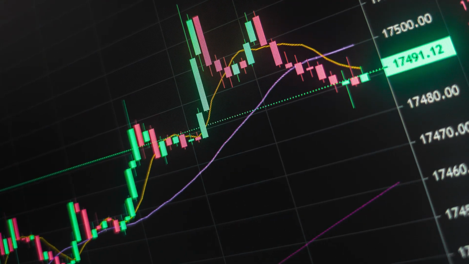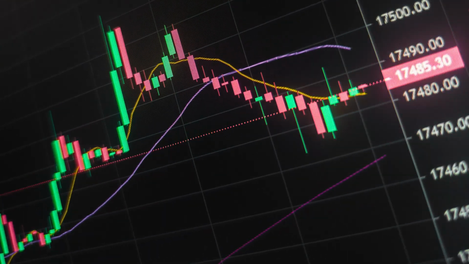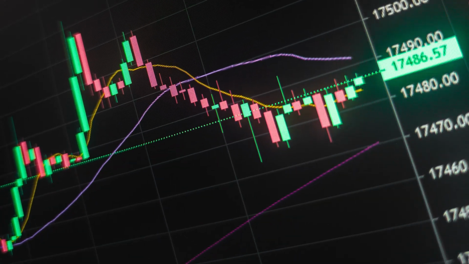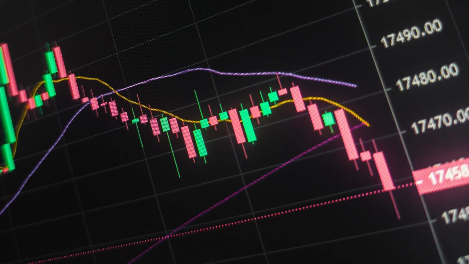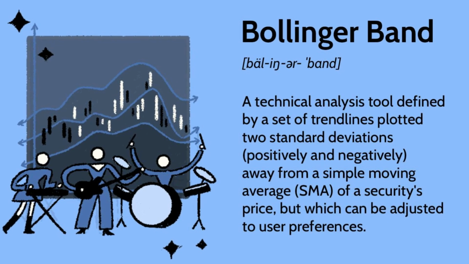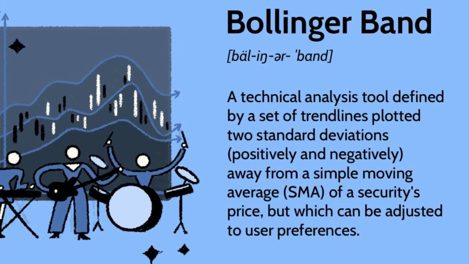Ever notice how the market goes totally quiet before a big move? It looks calm, and then suddenly price can expand with a lot of energy. That's exactly the kind of environment Bollinger Bands are built to show you. So check this out. Bollinger Bands are one of the most widely used indicators in trading, and the best part, they're completely free.